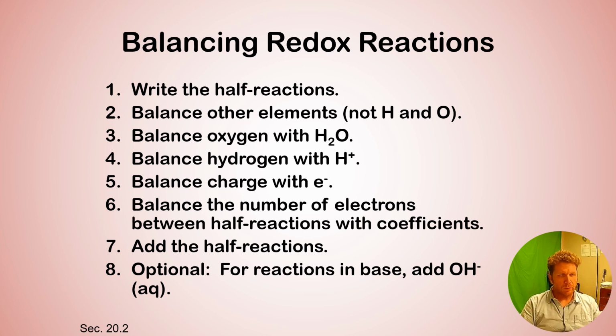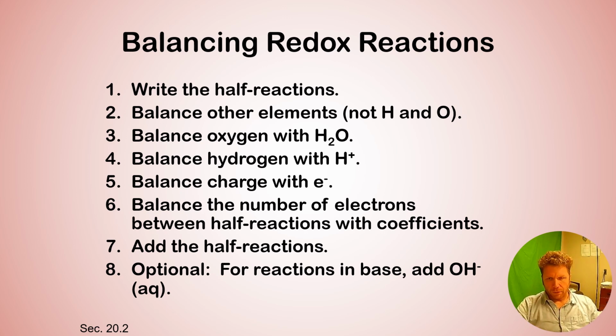So identify which species is getting oxidized, which species is getting reduced. Then you want to balance the other elements, those that are not hydrogen and oxygen. Balance the oxygen with water, and then balance the hydrogen with protons. Balance the charge with the electrons, and then balance the number of electrons between half reactions with coefficients. Add the half reactions, and you're good.